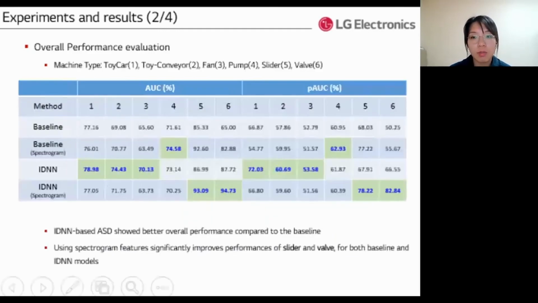Performance of the proposed methods was evaluated and compared across different models and features. As shown in the table, anomalous sound detection using interpolation DNN showed better overall performance compared to the baseline, and using spectrogram features significantly improved performances of slider and valve for both baseline and interpolation DNN models.